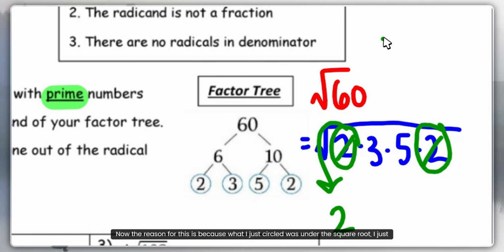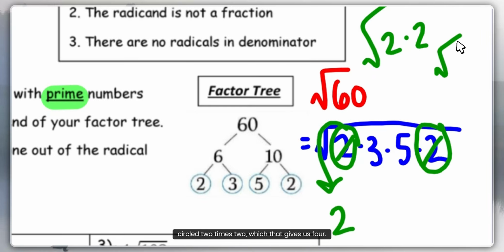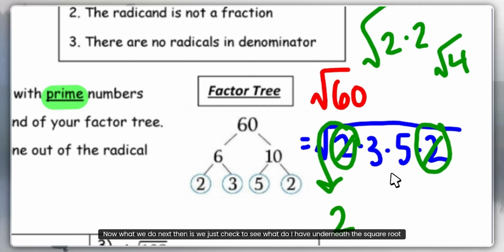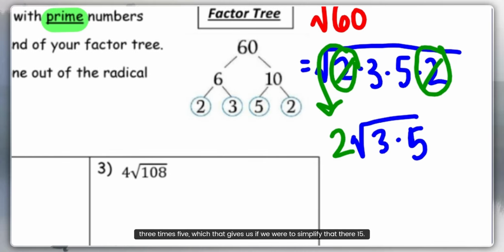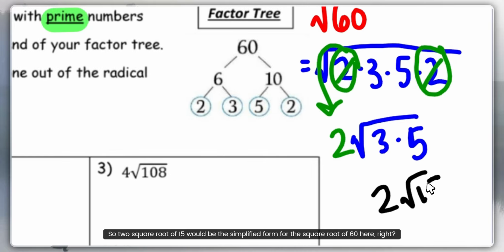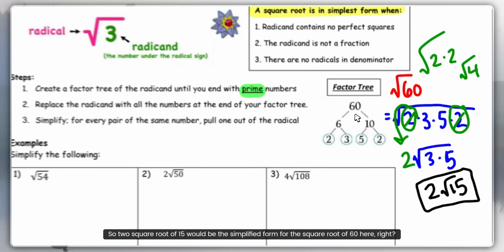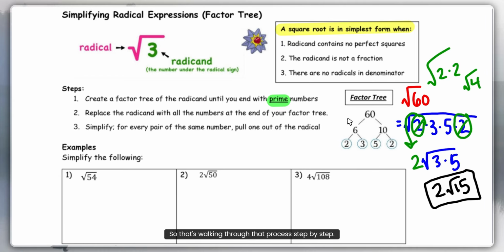Now, the reason for this is that what I just circled under the square root is 2 times 2, which gives us 4. So the square root of 4 is 2. That is the math behind pulling out one 2. Now, what we do next is check what we have underneath the square root: 3 times 5, which simplifies to 15. So 2 square root of 15 would be the simplified form for the square root of 60 here, right? So that's walking through that process step by step.